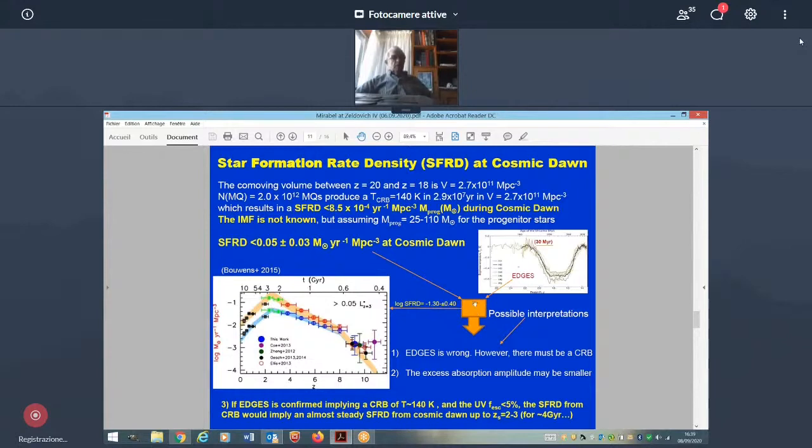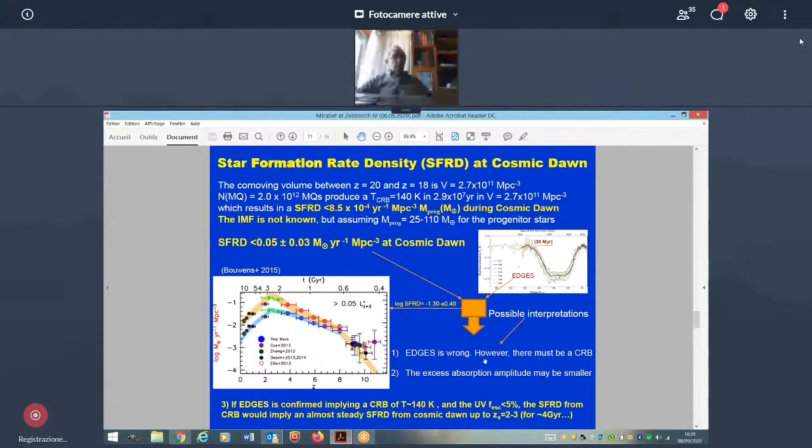And these are the errors that we can determine in our calculation. And we found that the star formation rate density should be at a much higher level than the one derived from the UV rest-frame observations. So what are the possibilities?